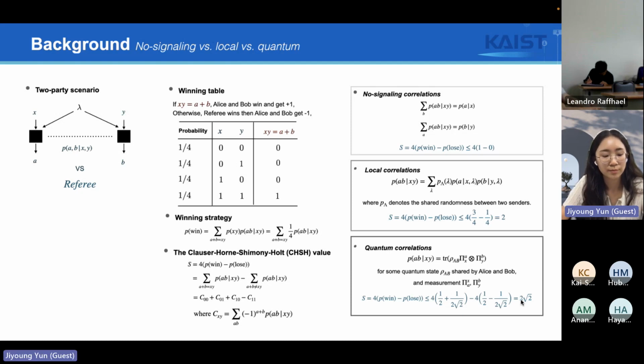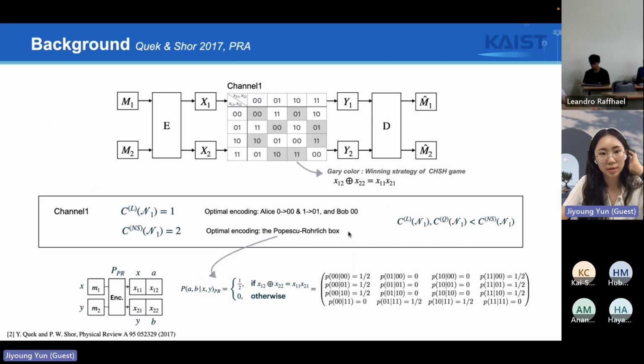So now we are going to use these three correlations in our network, the interference channels. There is one previous result by Quek and Shor in 2017, so let me introduce this one first. In 2017, they provided very specific channels based on the CHSH game. These X11, X12, X21, X22 are the inputs of the channel, and here are the outputs of the channel. So there are 4 inputs and 2 outputs of the channel.